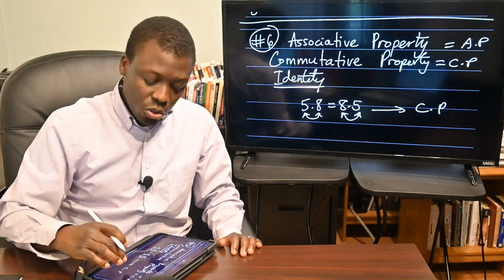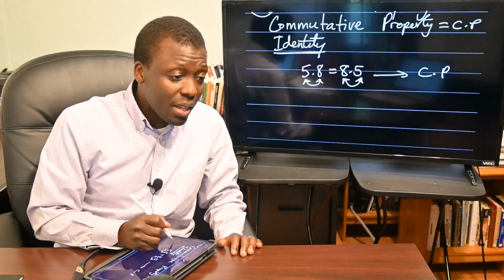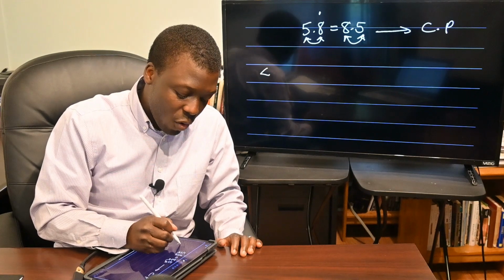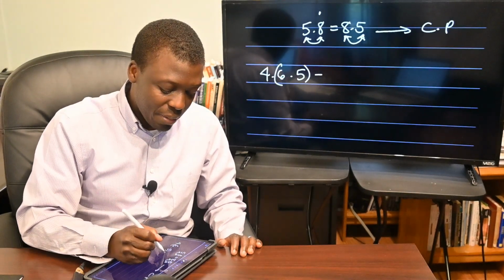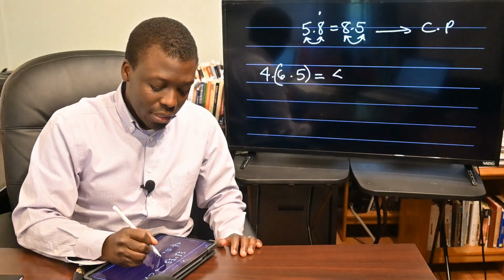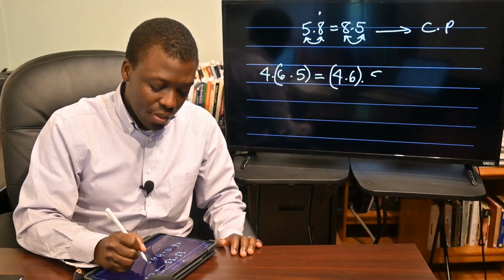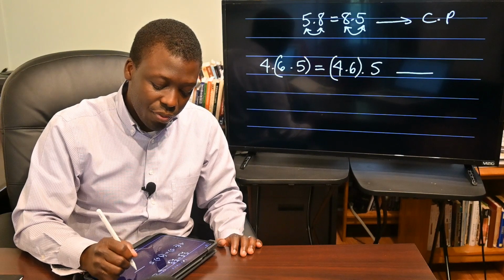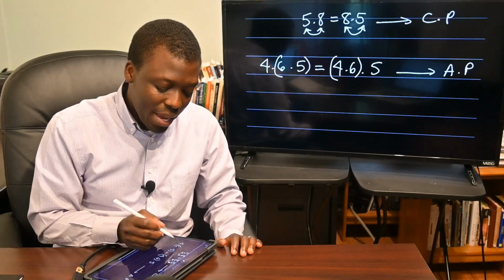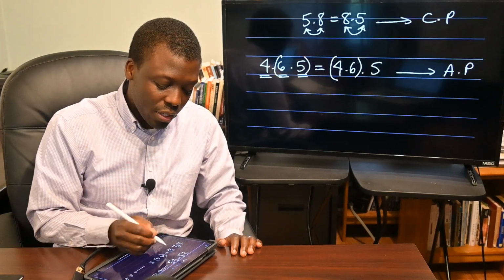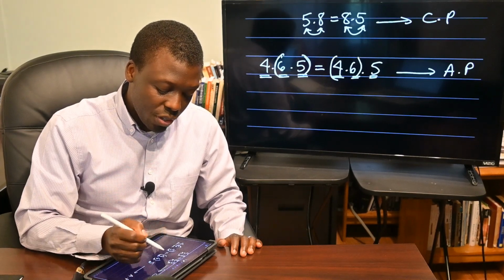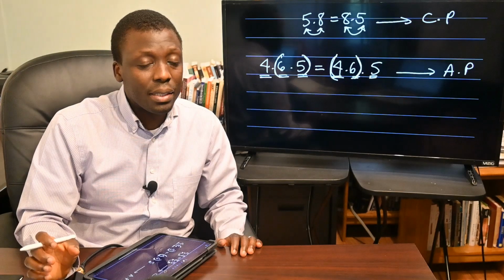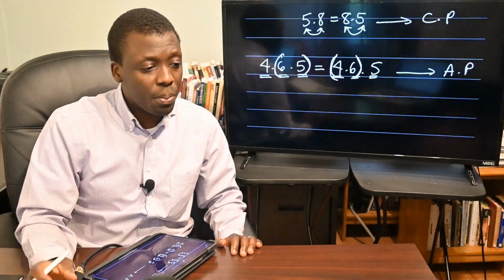Number 8, we'll just look at a few of these. The next problem is asking, 4 times 6 times 5, with the parentheses that way, is equal to 4 times 6 times 5. Now, the parentheses has shifted. The numbers remained where they were: 4, 6, 5, 4, 6, 5. But the parentheses shifted. So that's the associative property of multiplication.